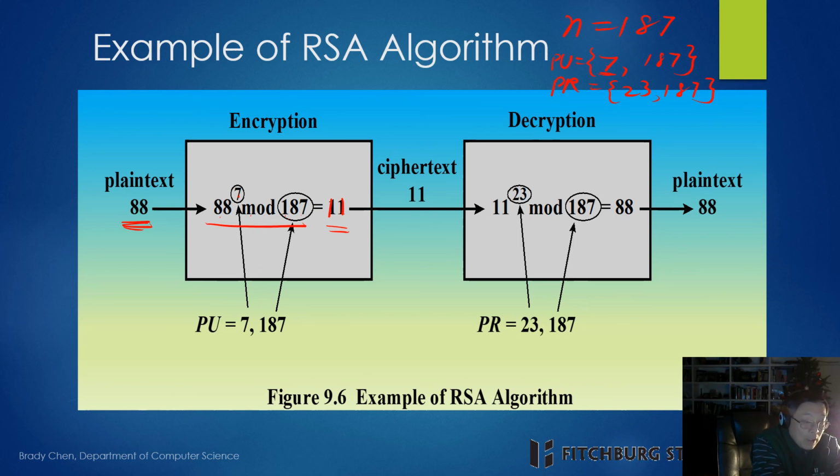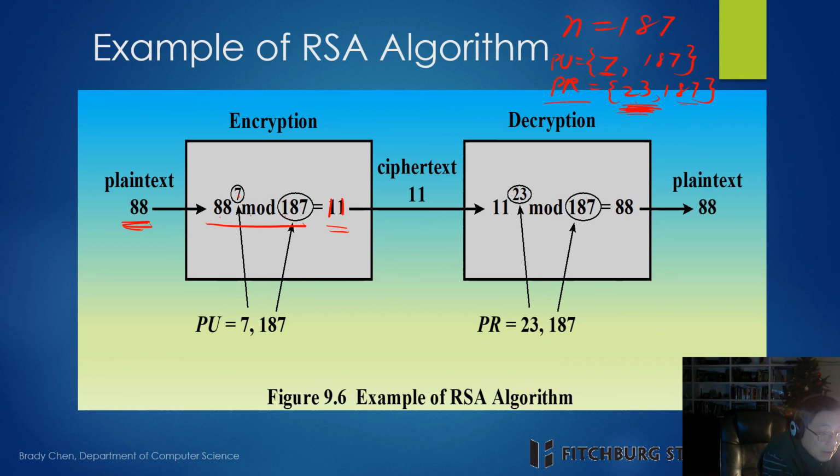So we can transmit the 11 to the destination. Now, once the receiving side received the ciphertext 11, how could the receiving side recover the plain text? The receiving side should have the other key. The sender sends using the public key of the receiving side, so that's 7. And the receiving side should have its own private key, which is 23. The second part, 187, is known by both parties, but 23 is the secret number.